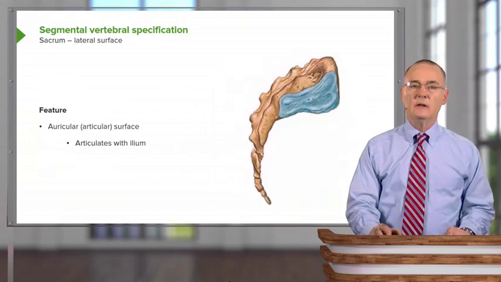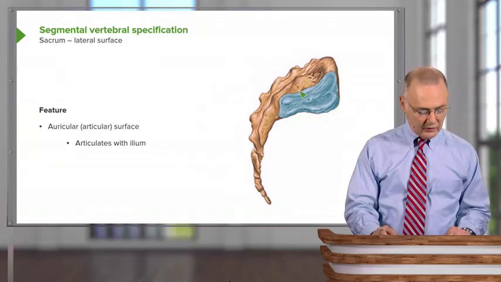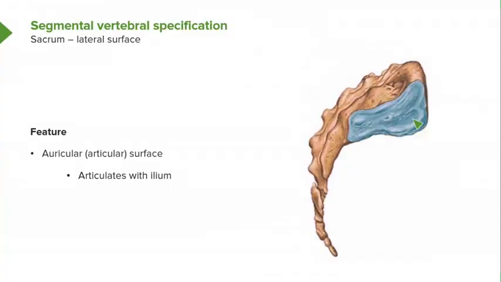Here's a lateral view of the sacrum, and it has a prominent feature that we see here shaded in blue. Here we have articular cartilage, and so this is the articular region of the sacrum, and this point of articulation is with the ilium. And we would have another articular surface on the opposite side of the sacrum to articulate with the opposite ilium.